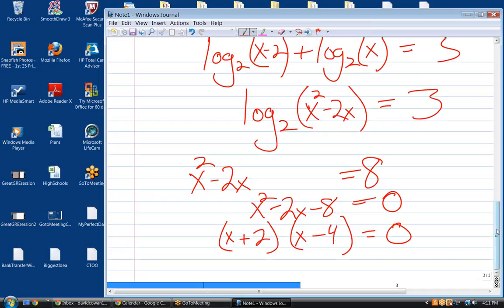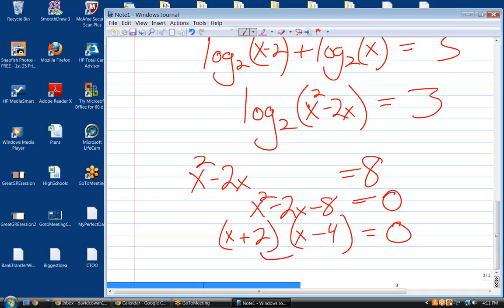If I want to check to see whether I've done it correctly, I'm going to just check the inside and the outside. I know the x squared is right, and I know the minus 8 is right. The one I want to check is that minus 2x. Well, 2 times x is plus 2x. Minus 4 times x is minus 4x. Add those together, you get minus 2x. So we did it right. So, what's x equal? x is equal to 4 or negative 2.